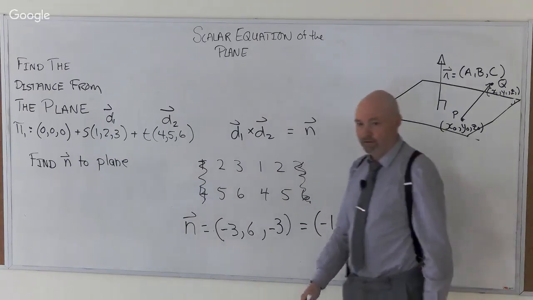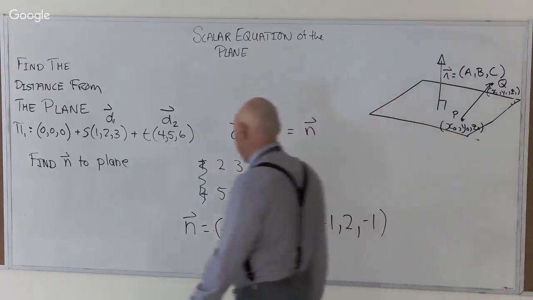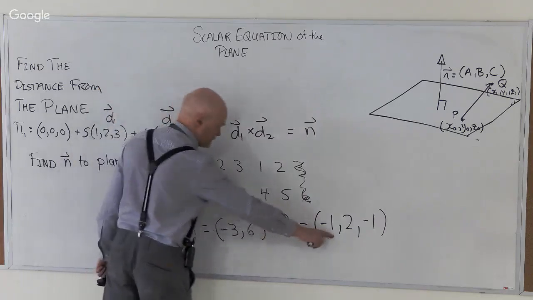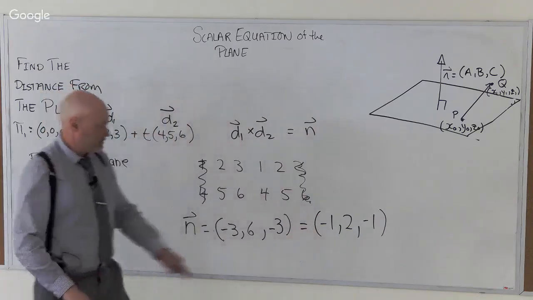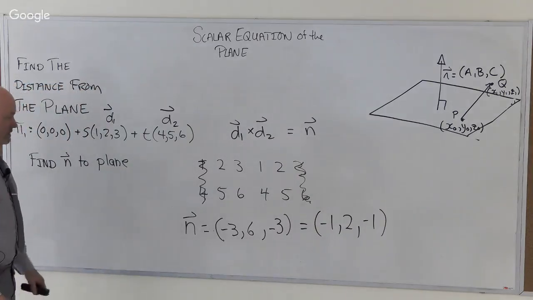I'm still writing it down. I'm working through it. Okay, you're just processing it now. Okay. If I did it right, this is a normal vector, and it's just a scalar multiple of that. So this is going to be easier for us to work with.